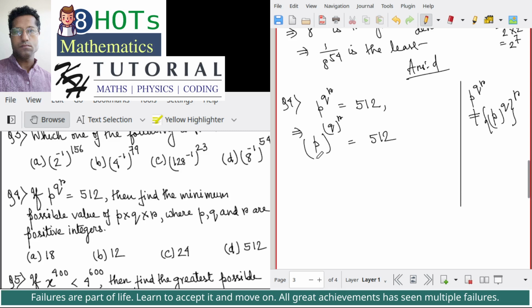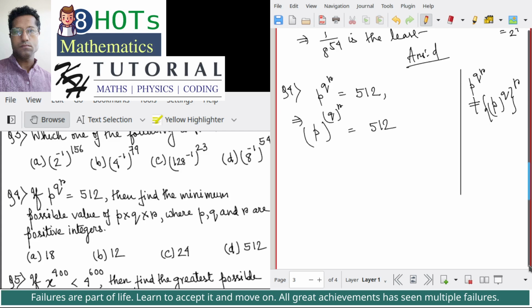The actual interpretation is p is raised to the power, and that power is q raised to the power r. Now it is asking, so you will see that we can assign various integer values to p, q, and r, so that p raised to the power q to the power r will be 512. Among all those values, we have to consider those values of p, q, and r, so that the value p multiplied by q multiplied by r will be minimum. This is the problem.